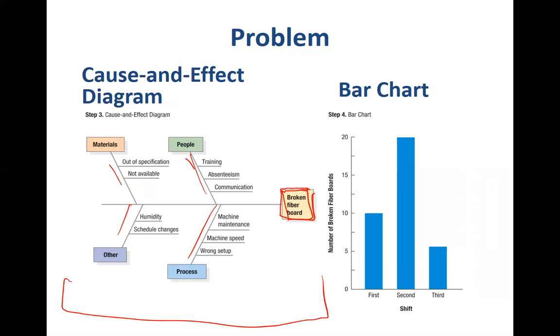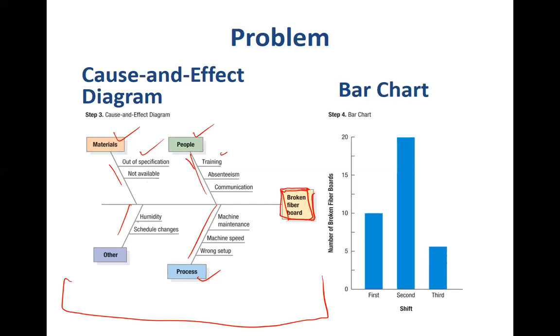So there are some reasons that are people related reasons. There are some reasons that are process related reasons, some which are material related reasons. So for example, people related reasons are lack of training, or absenteeism, communication issues. Process related are maintenance issues, speed of machine, wrong setups, and materials could be out of specification, or not available. So these are basically capturing what are the different things that could be causing this. And once you have an understanding of the cause and effect, then a systematic approach can be taken to ensure that these issues are then addressed appropriately.